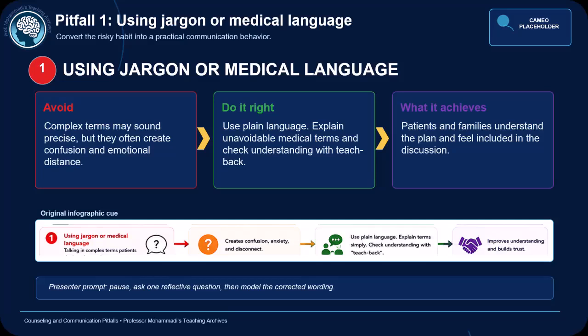When a medical term is necessary, explain it simply and check understanding. For example, instead of only saying febrile seizure, we might say, "This is a seizure that happens in some children when they have a fever." Teach back is especially helpful. We can ask, "Just to make sure I explained it clearly, can you tell me in your own words what we are planning to do?"